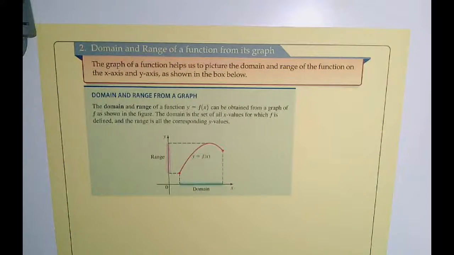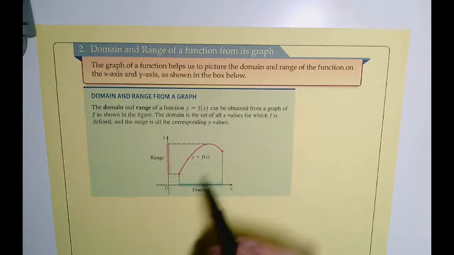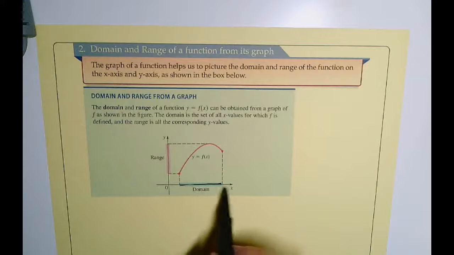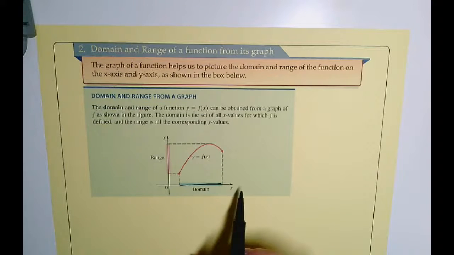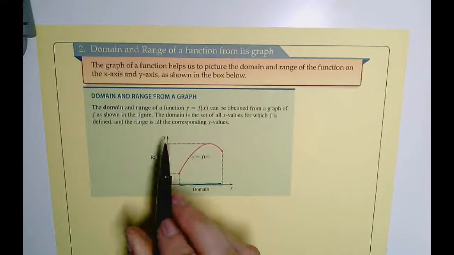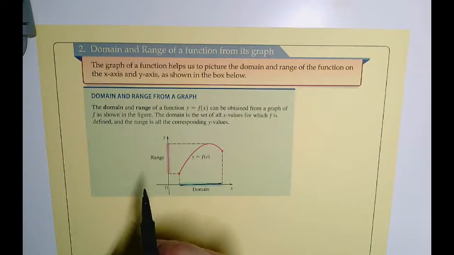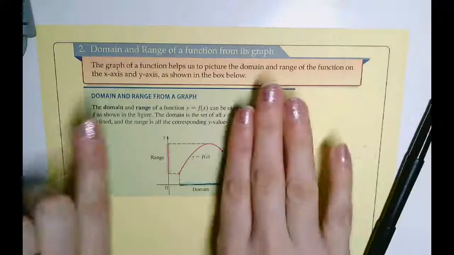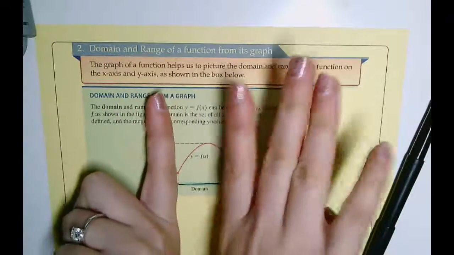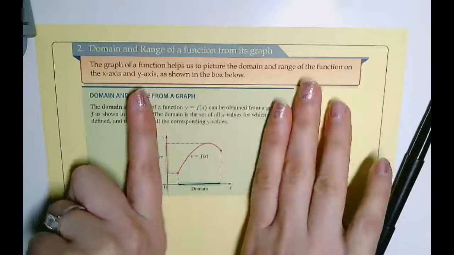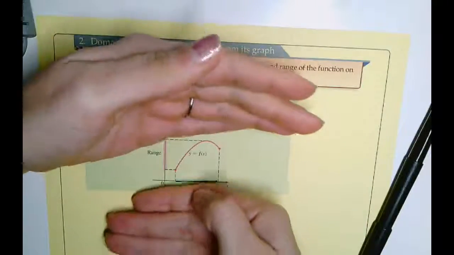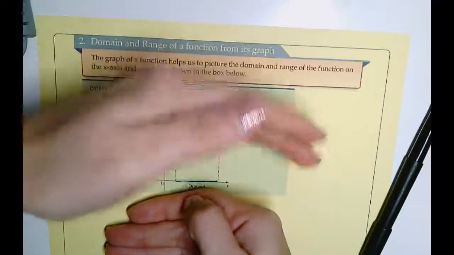All right, so if we look at the graph of a function, the domain is going to be all the valid x's, and the range is going to be all the outputs. So if you can box your function in between two vertical lines, that will give you the domain. And if you can box your function between two horizontal lines, that will give you your range.